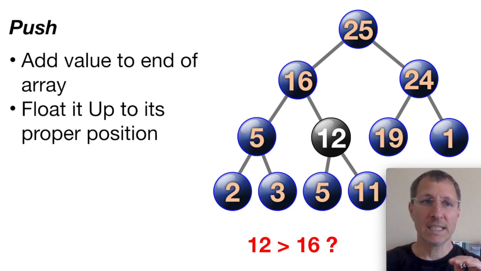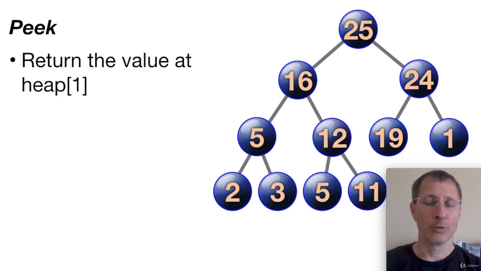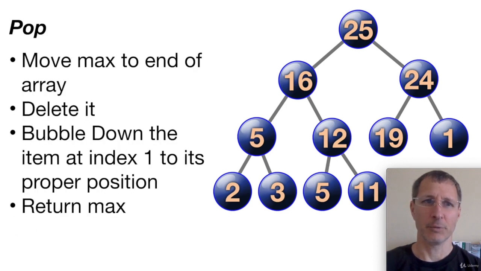So this is one of the key behind the scenes functions that we have to code, which is called float up or bubble up. When we add an item to the bottom of the tree, we need to be able to bubble it up to its correct position in the heap by comparing it to its parent nodes and then swapping. So we use that every time we do a push operation. Peek just returns the value at the top of the heap, which is going to be heap of index number 1. And that's pretty straightforward.